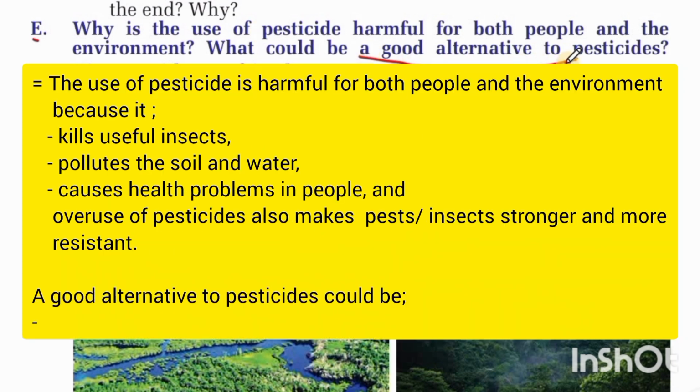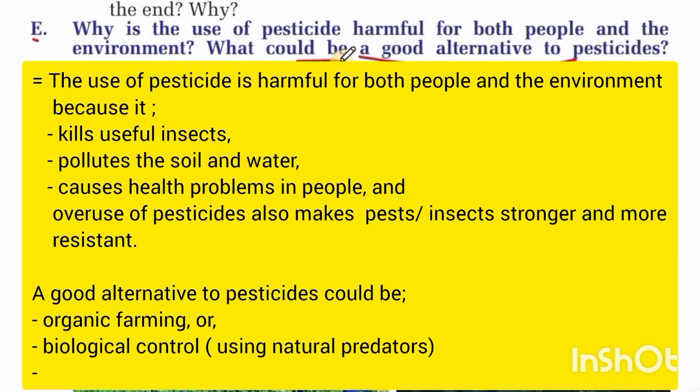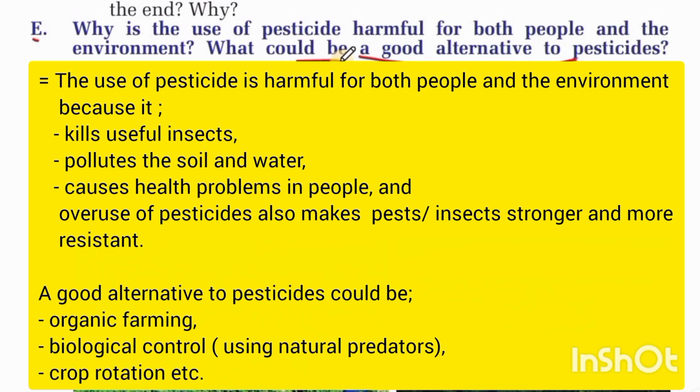A good alternative to pesticides could be: 1. Organic farming, 2. Biological control or using natural predators, 3. Crop rotation, etc.